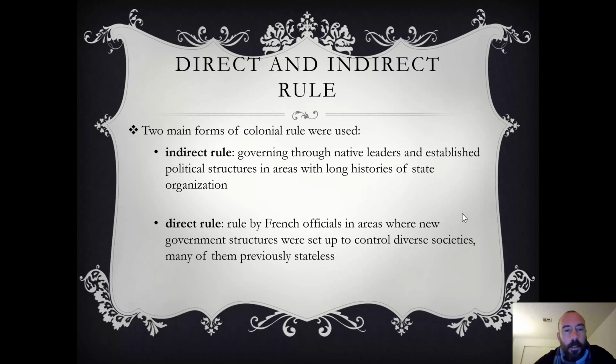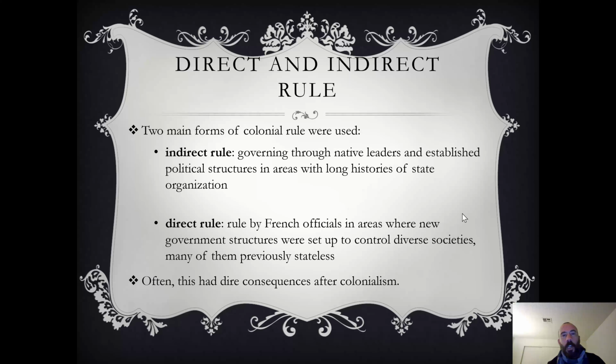And then the other kind was direct rule in places that hadn't really had a state-type structure, where the European colonizers would place their own officials. So the French did a lot of this. And they set up various outposts and rudimentary infrastructure to rule those. Now, this had dire consequences after colonialism.